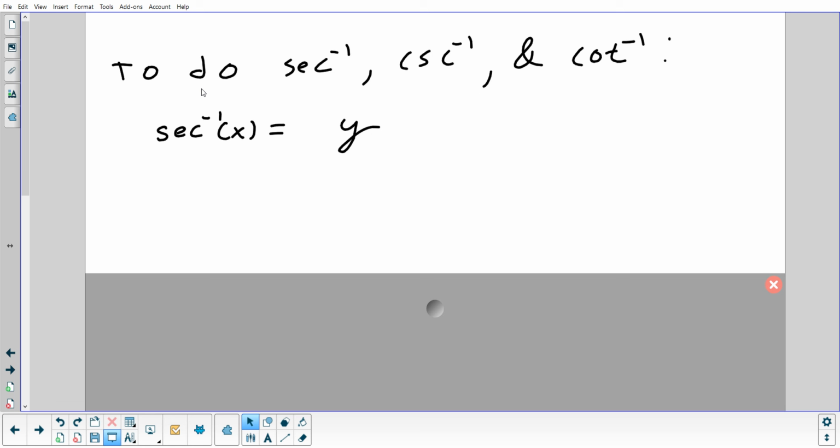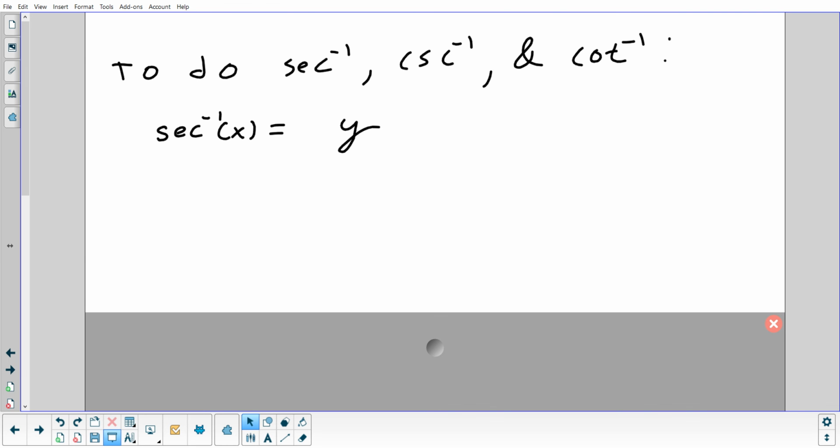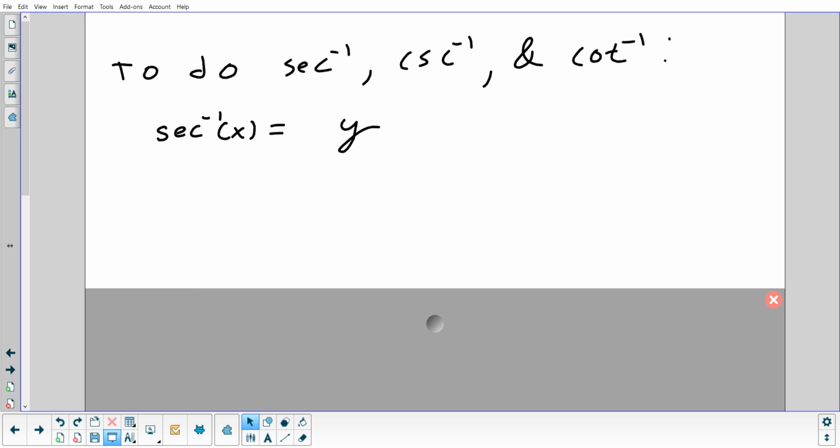So what I'm going to do here is show you kind of a pattern, and then the hope is that once you see the pattern, you'll be able to do any of these three without going through what we're about to do ever again. What I'm going to do is I really want to get rid of that inverse secant. I don't really know how to work with inverse secant very much, but I do know how to work with regular secant. That's what we did last week. So what I'm going to do is this.